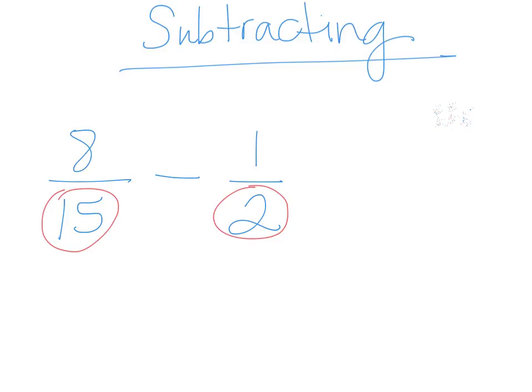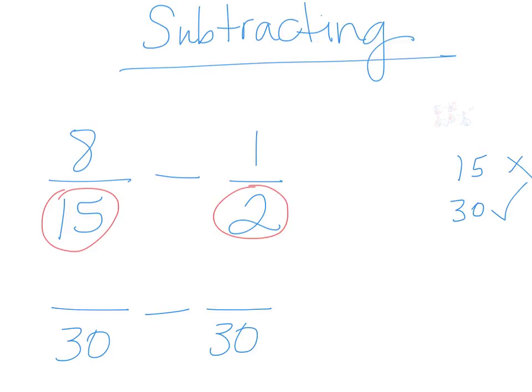To do that, the easiest way I've found for my kids is to start with the biggest denominator. In this case, 15 is bigger than 2, so you're starting with 15. And you're going to count by 15s until you find a number that 2 can go into. So let's start with 15. Can 2 go into 15? No, it's an odd number. 2 can't go into it. What's next when you're counting by 15s? 30. 30 is an even number. 2 can for sure go into 30. So that is going to be our new common denominator.